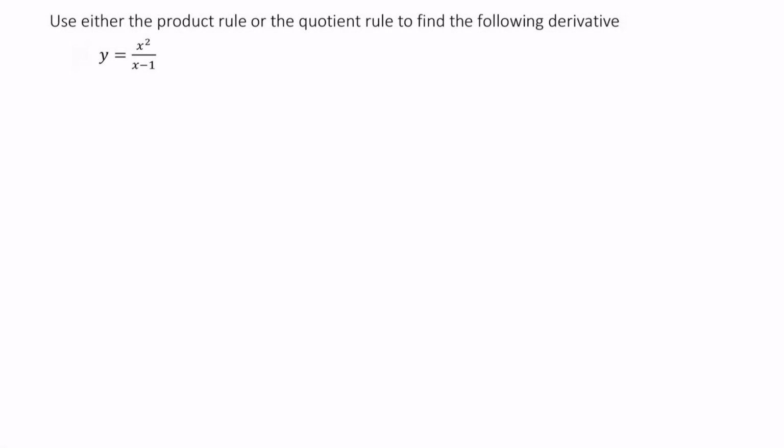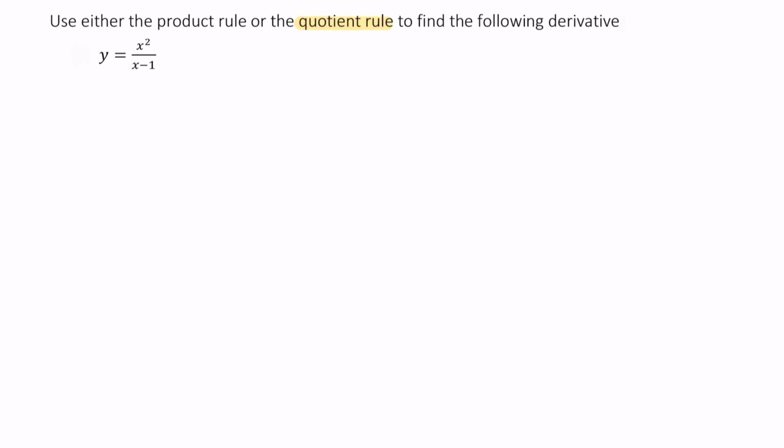Hello and welcome. In this video, we're going to continue to use rules of the derivative that we are just learning now. For this one, we're told to use either the product rule or quotient rule to find the following derivative. We have y equals x squared divided by x minus 1. As this is a quotient, we're going to use the quotient rule.